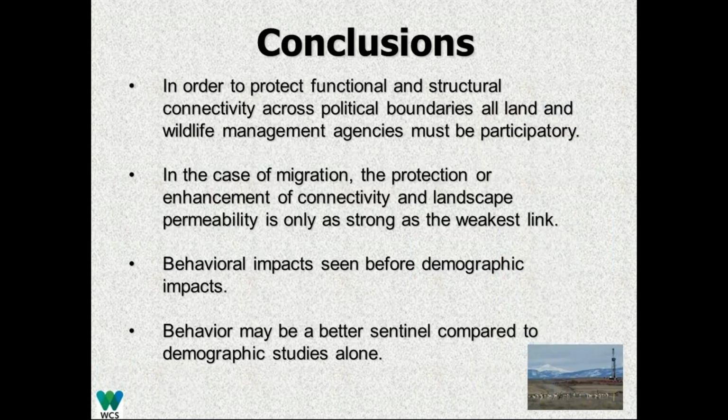So in conclusion, what we learned is that in order to protect functional and structural connectivity across political boundaries, in the case of something like Path of the Pronghorn, all land and wildlife management agencies have to be participatory. For the long-term persistence of pronghorn, what's going to occur on their winter range and the migration route could have a direct influence on whether pronghorn are maintained into the future in Grand Teton National Park.